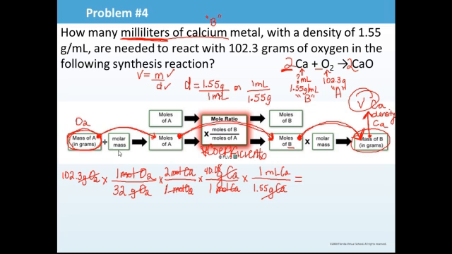And now I multiply everything on the top. So I have 102.3 times 1 times 2 times 40.08 times 1 divided by 32 divided by 1.55. 165.33 is the answer that you get. Now we look at our data. We were given a value of 102.3 that has 4 significant figures. Therefore, our answer should have only 4 significant figures. We are going to include our unit and our chemical.